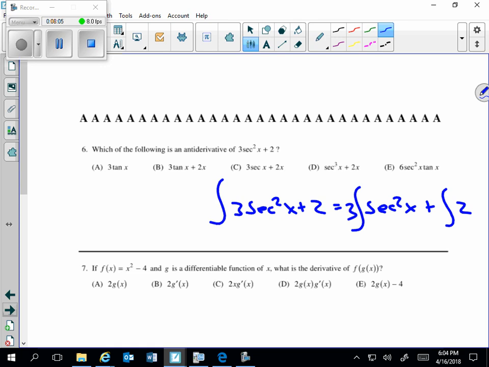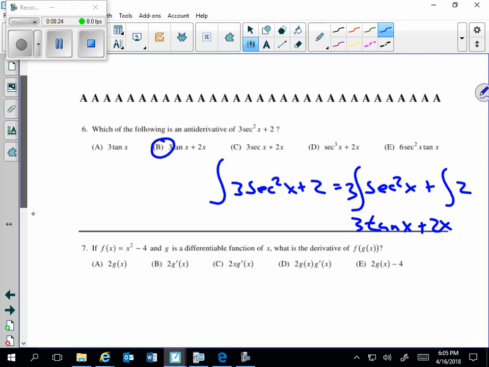So derivative of what function is secant squared? Tangent. So this becomes 3 tangent, and the derivative of what function is 2? 2x. 3 tangent plus 2x. I see B.